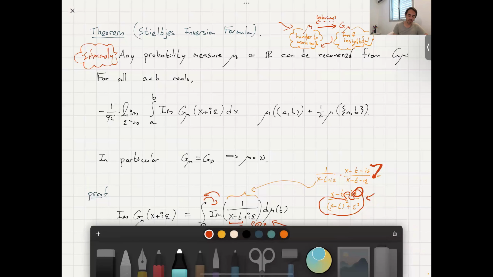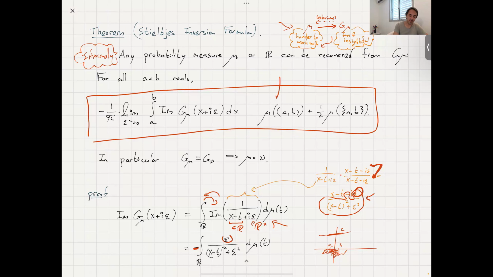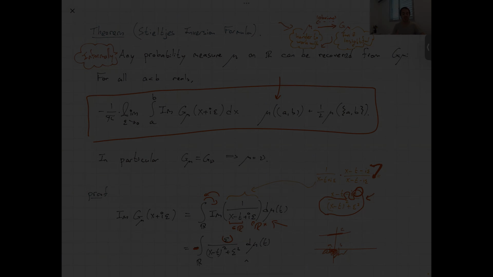Okay, so to recap, the Stieltjes inversion formula tells you that you can indeed restore mu from the Cauchy transform. Now, I should say that usually, not always, but usually in our setting, G mu is going to be continuous as it approaches the real line. And so the limit is a limit, but you can just essentially evaluate at epsilon equals 0.